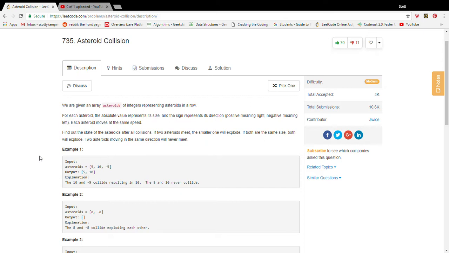We're given an array asteroids of integers representing asteroids in a row. For each asteroid, the absolute value represents the size, and its sign represents its direction. Positive, it moves to the right; negative, to the left. Each asteroid moves at the same speed. Find out the state of asteroids after all collisions.